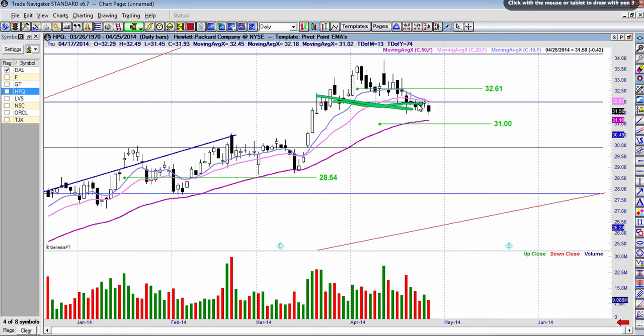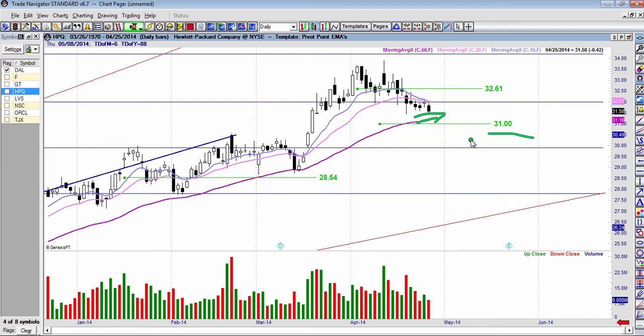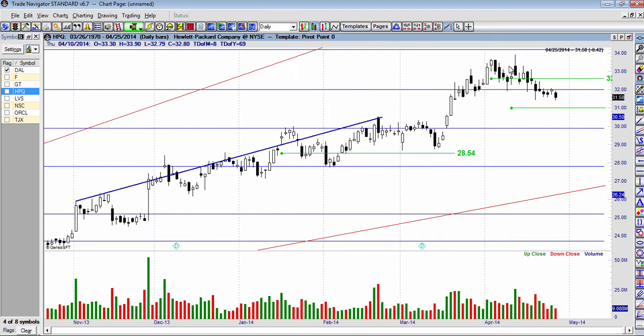Now we are at this very strong support level. We are in a bullish trend, so the benefit of the doubt needs to sit with the bulls. Until we get a solid, convincing closing continuation below $31, I'm remaining positive and bullish on this individual trade setup.